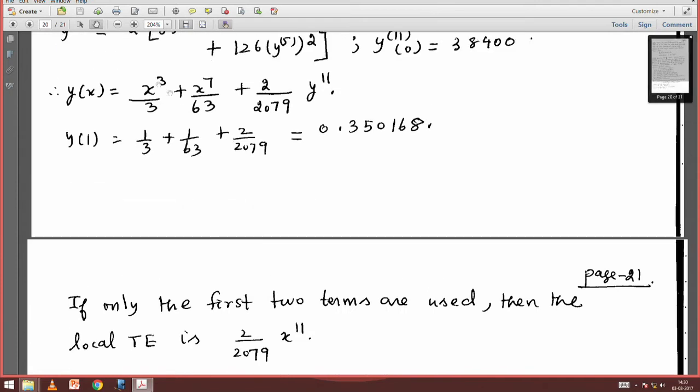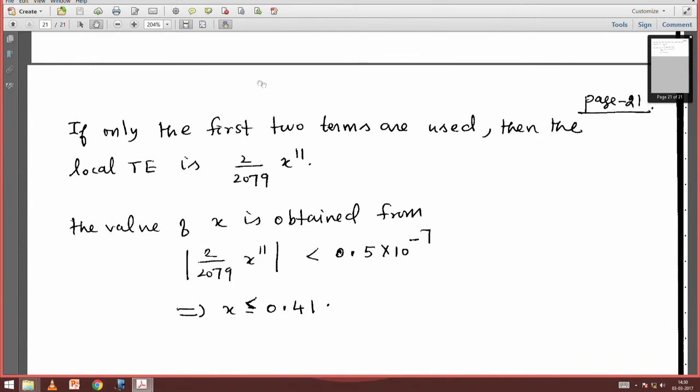So, what is y of x? It consists of these three terms. So, we are asked to include the first two terms. So, this term will be the third term which contributes to the truncation error. So, the local truncation error will be 2 by 2079 into x power 11. So, I would like to find out the values of x for which, if I include the first two terms alone in computing the solution at any point, the local truncation error is going to be less than 0.5 into 10 to the minus 7.